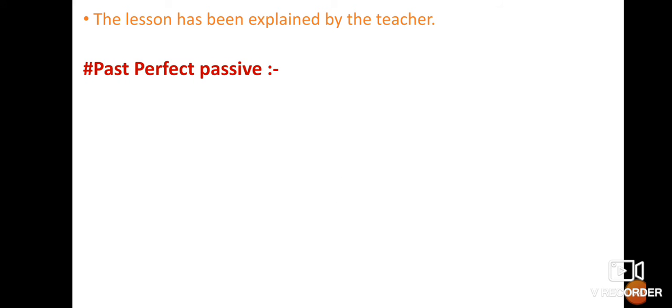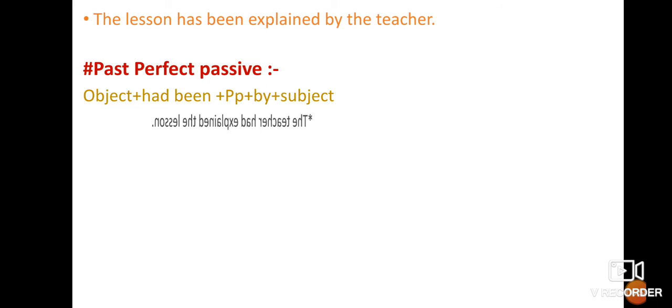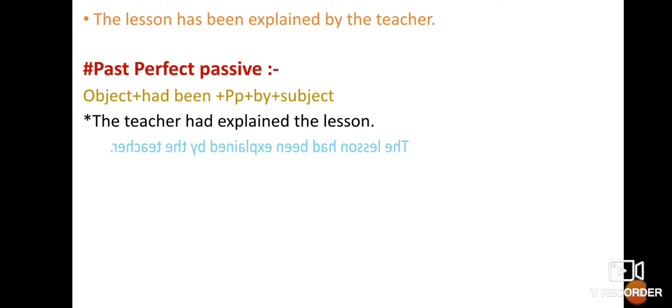The past perfect passive: the form is object, plus had been, plus the past participle of the verb, and then by and the subject. For example, the teacher had explained the lesson. The lesson had been explained by the teacher.